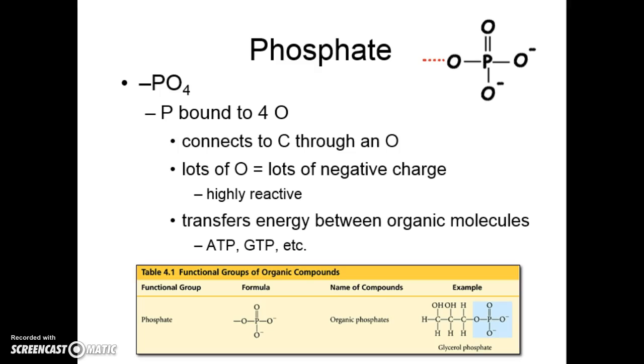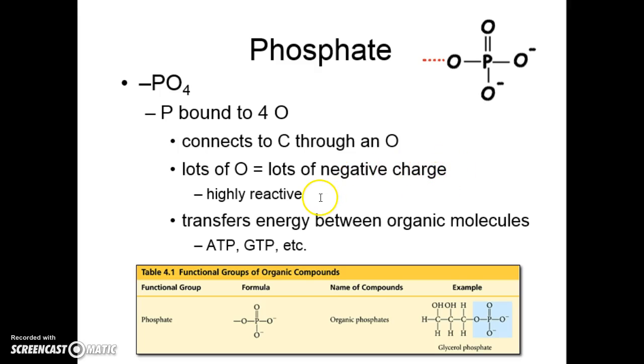The phosphate group you'll see a lot of as well because it's a big part of our nucleic acids. So when we have phosphate binding with 4 oxygens, that's called a phosphate functional group. So it's PO4. The O, lots of oxygens there, means lots of electronegativity, lots of negative charge.